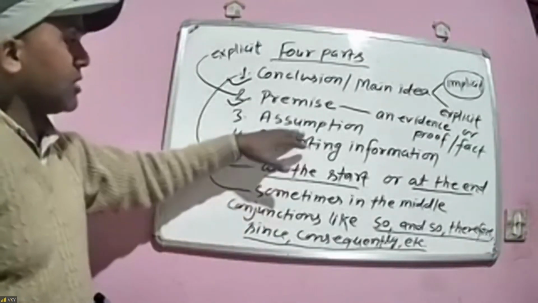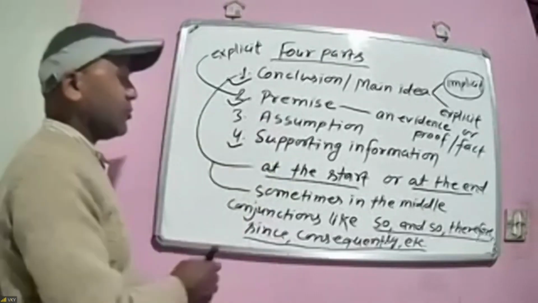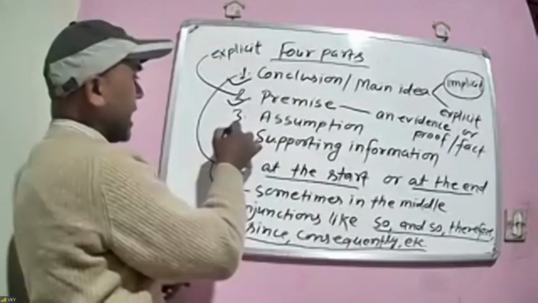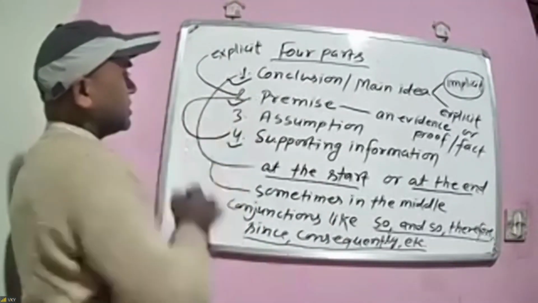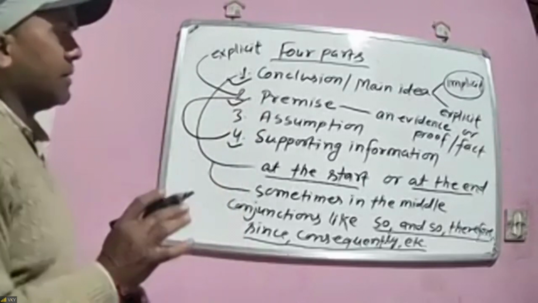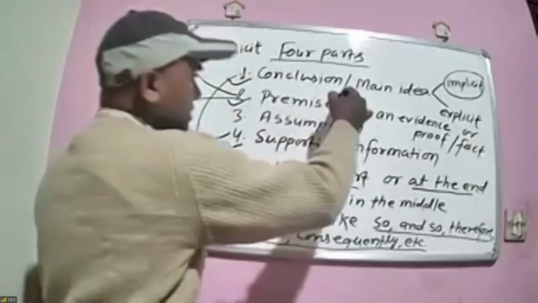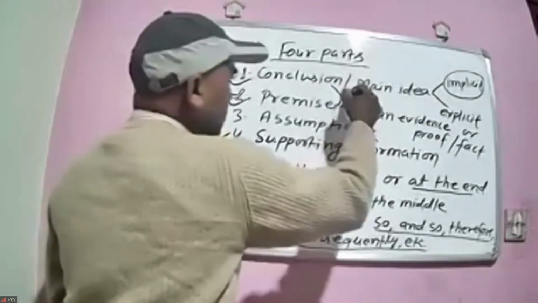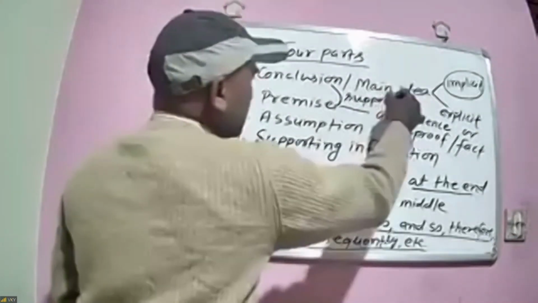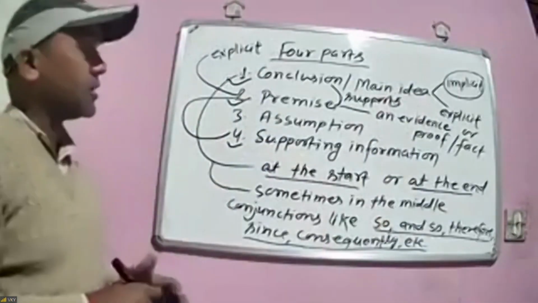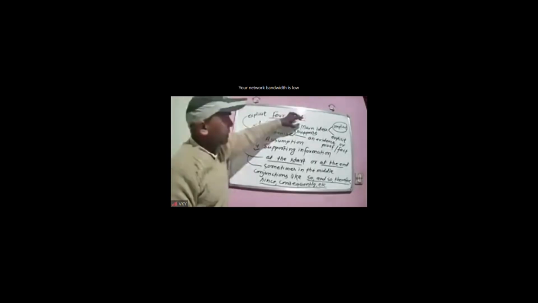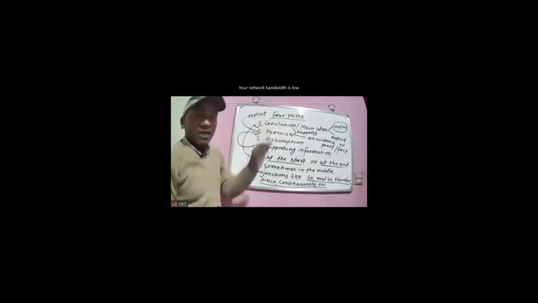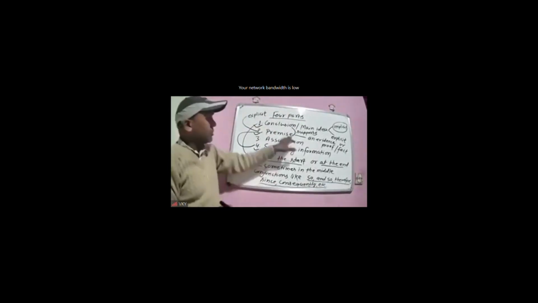Then I will tell you about assumption. Supporting information is an explanation to premise. So this very premise supports conclusion. Your premise supports the conclusion. Why does it support the conclusion? Because the conclusion or main idea is based on premise. The conclusion or main idea comes from premise. So that's why premise supports it.